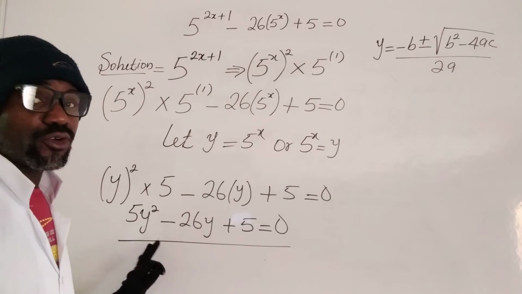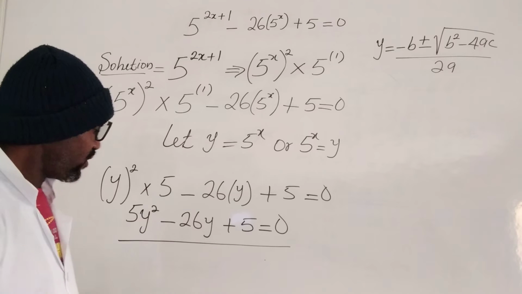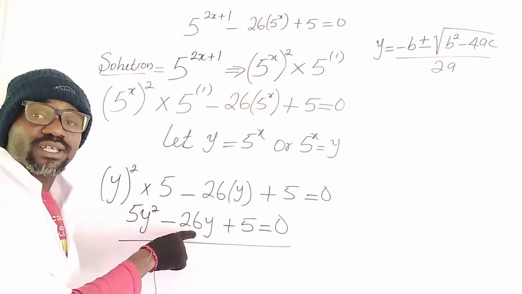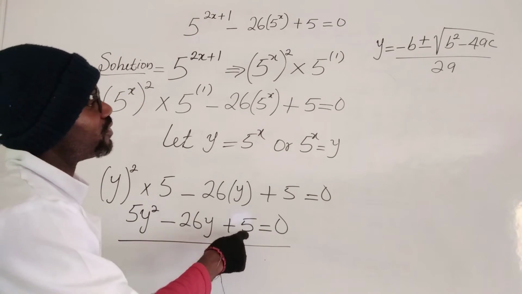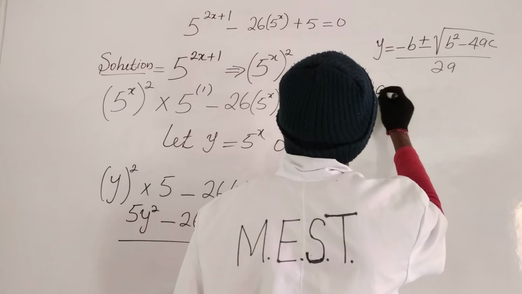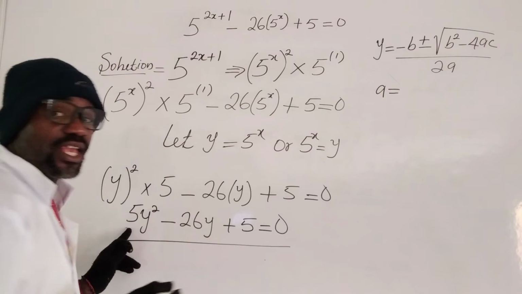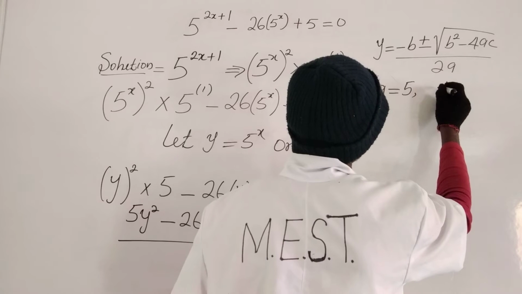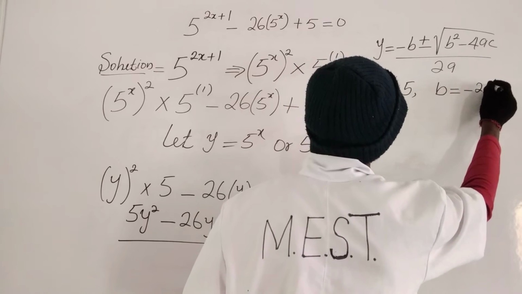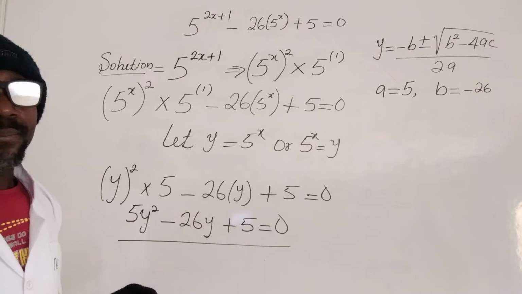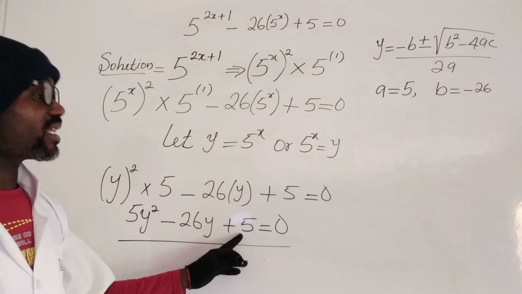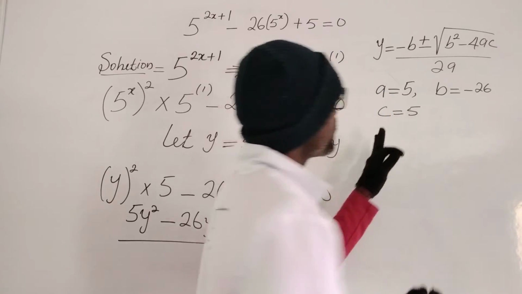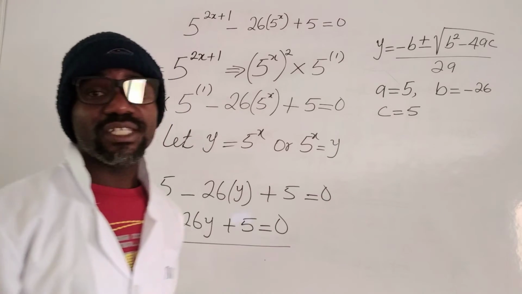Now, from this quadratic expression, we are going to bring out our coefficients: the coefficient of the first term, which is y squared, the coefficient of the second term, which is y, and the constant term, which is c. So a is the first letter, and the coefficient here is 5. For the second term, we use b, and the coefficient is minus 26. Then the third term is just the constant c, which is equal to 5.